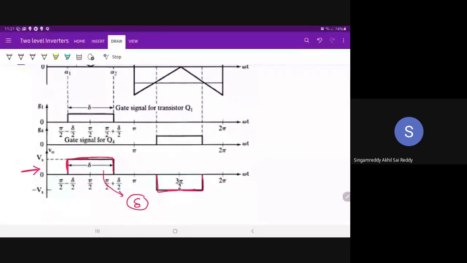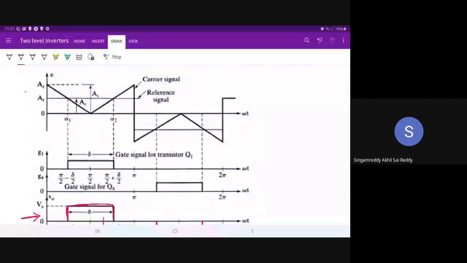So I have this arrangement. This is the carrier signal and this is the reference signal. If you notice, the carrier signal is a triangle waveform. Why this kind of arrangement? To produce symmetrical pulses. This is the reference signal.